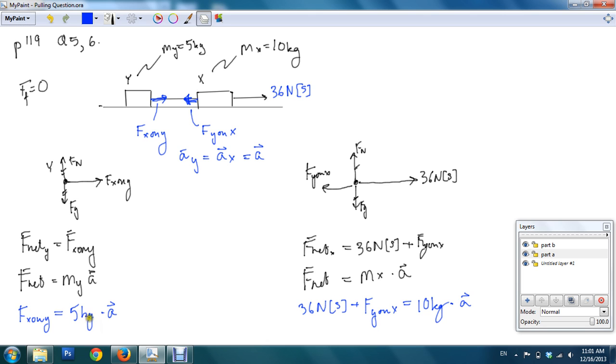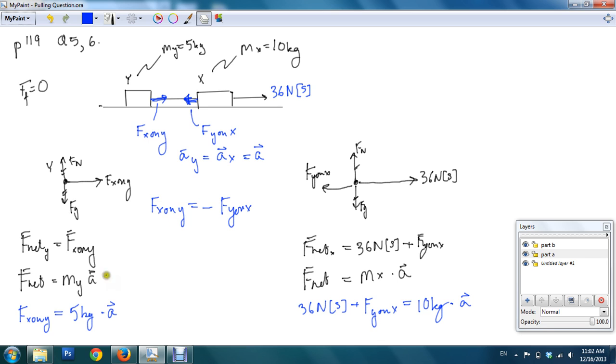We have this equation here with acceleration and this variable Fx on y. We have another equation with Fy on x and a. We have two equations and three variables. But in reality, we only have two variables because these two we know are related. Fx on y is, by Newton's third law, equal and opposite to Fy on x. Now we can substitute one of them into the equation. It shouldn't really matter which one we choose.